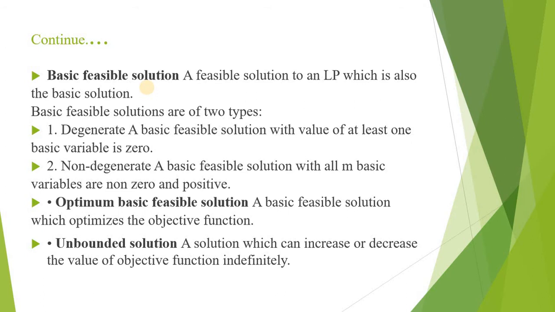And the basic feasible solution is a feasible solution to an LP problem which is also a basic solution. Basic feasible solutions are of two types, degenerate and non-degenerate. In the degenerate case, some basic variables also take the value 0. In the non-degenerate case, all of the basic variables have non-zero values. Optimal basic feasible solutions are those solutions which optimize the objective function, and are also basic feasible solutions. And an unbounded solution is one which increases or decreases the objective function indefinitely.